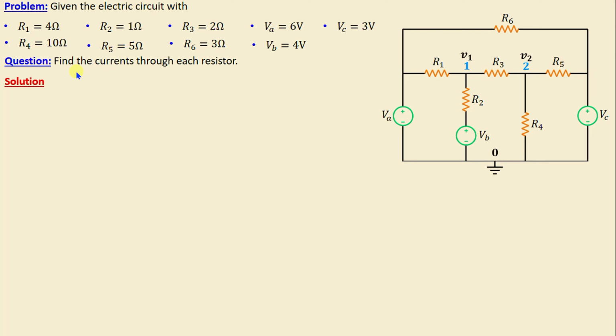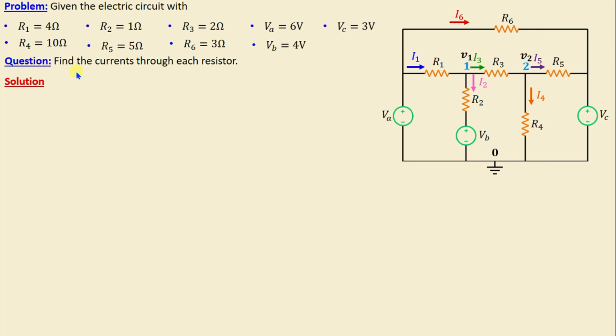Let's assign now arbitrarily the currents in each branch, and I will consider I1 is the current through the resistor R1, I2 is the current through the resistor R2, I3 is the current through the resistor R3, I4 is the current through the resistor R4, and I5 is the current through the resistor R5, and the last one, I6, is the current through the resistor R6.